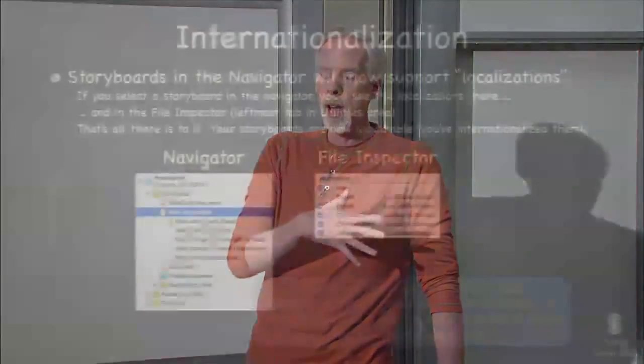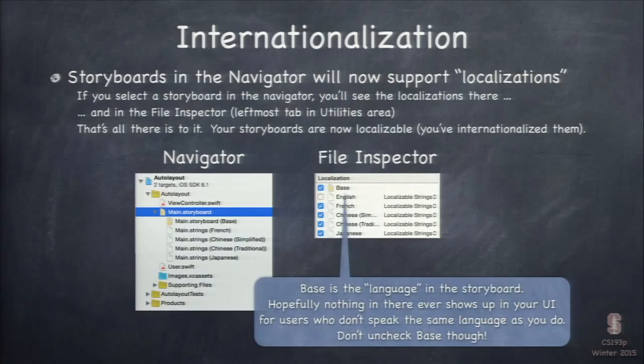Now, once you do this, if you look in the navigator, your storyboard is going to show all these localizations, right? It's going to have a list of all the localizations if you expand the little storyboard. Also, if you inspect the storyboard in the file inspector, which is the leftmost tab in the utilities column there, it's going to show you the localizations there too. And so that's a good way to double check, oh yeah, I've got all the localizations for all these languages, this is what I expect.